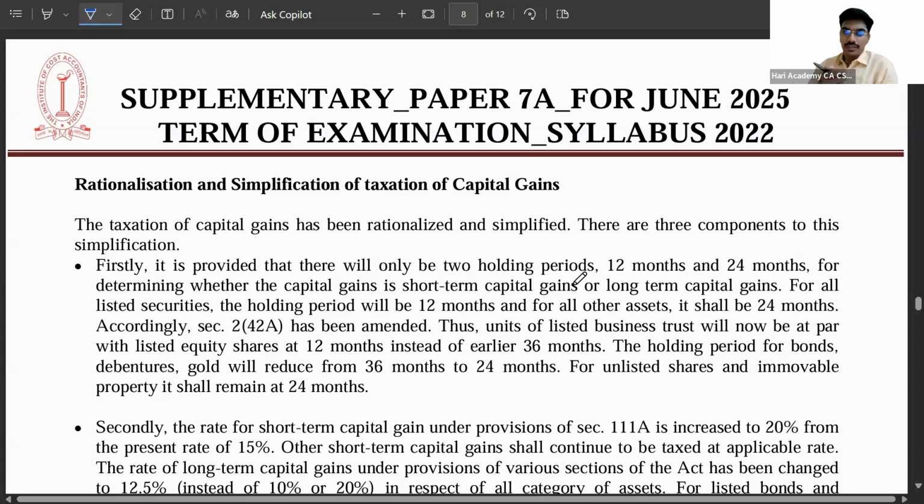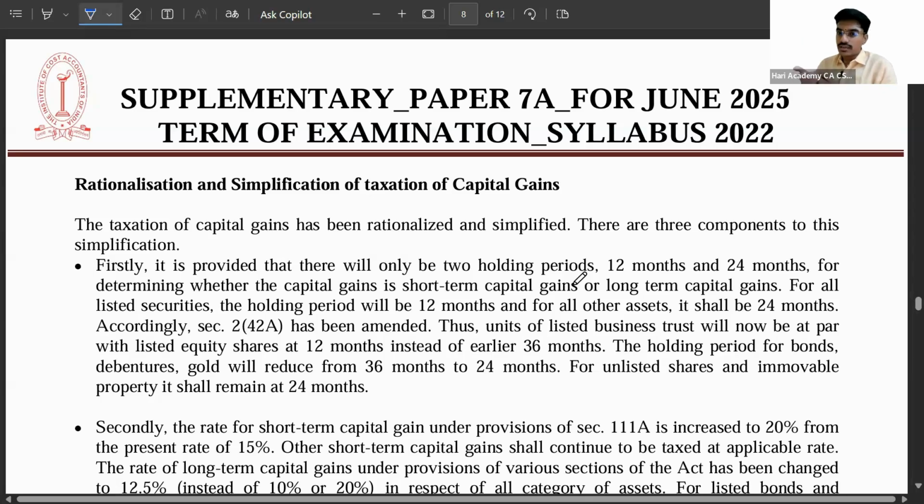Now, what they have done is, this 36 has been removed. The third category has been removed on a whole, and now there are only 2 holding periods. In case of listed shares and securities, 12 months. All other assets, 24 months.